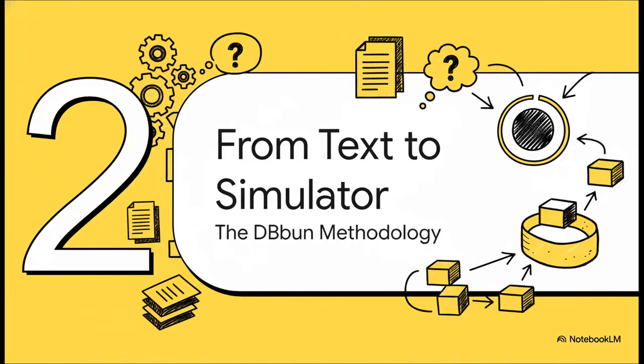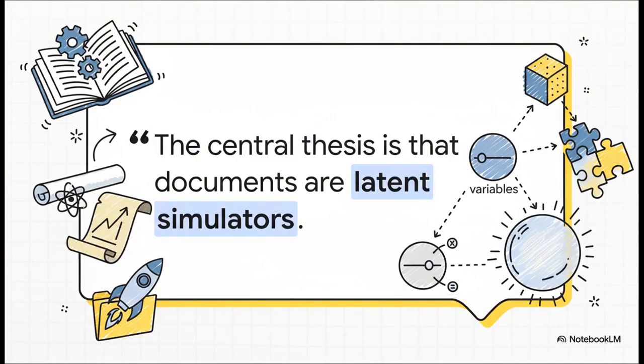So how in the world do you bridge that gap? Well, that's where the DBbun methodology comes in. It's a systematic way to turn that static text into a working simulator. The core idea is actually really simple but so powerful. It's that every structured document, whether it's a patent, a research paper, you name it, it already contains all the necessary ingredients to become a simulator. It's got entities, variables, and rules just sitting there, waiting to be extracted and, well, activated.